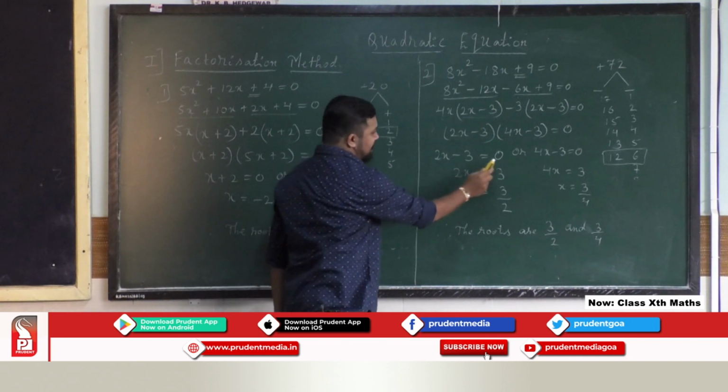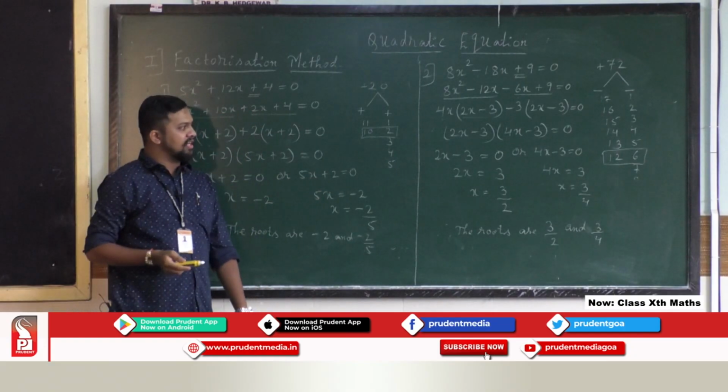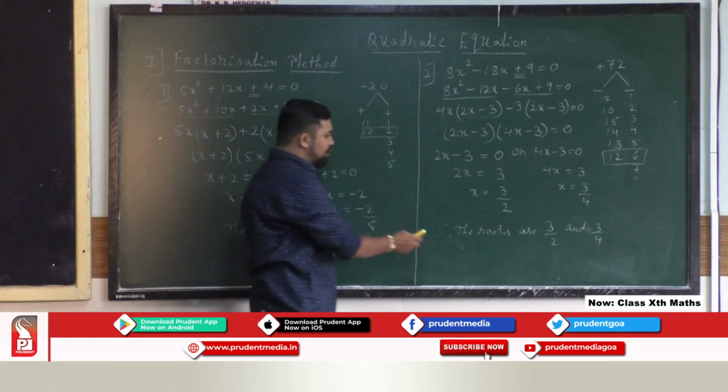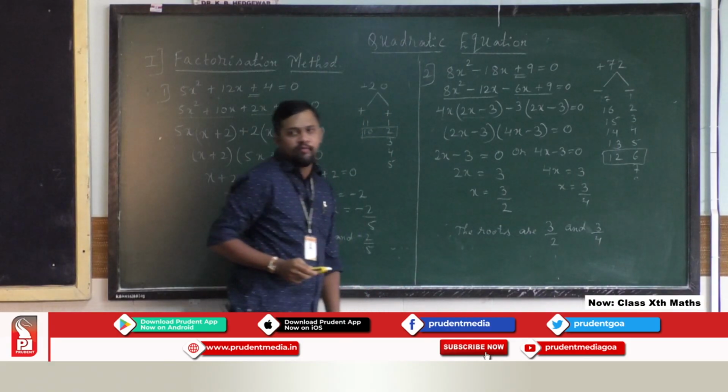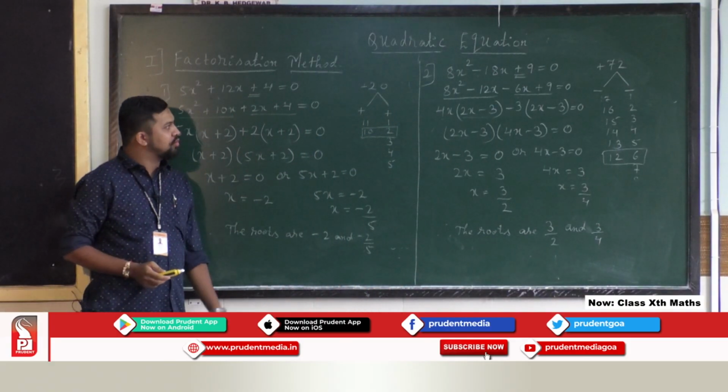Then take the first factor, equate to 0. Take the second factor, equate to 0. And therefore, the roots are 3 by 2 and 3 by 4. So, hope you are clear with these two examples.